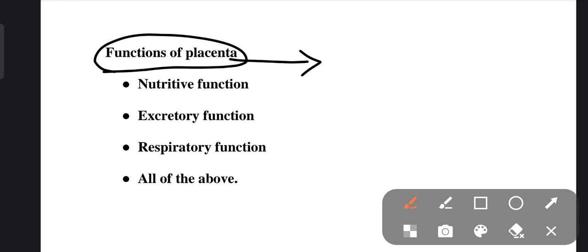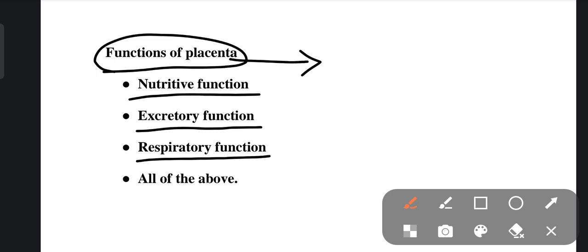So let's see now. First one is a nutritive function. Nutritive function is nothing but giving nutrition. And the next one is an excretory function. Excretory is nothing but removing of waste products from the baby in the mother's womb. And respiratory function. So what is the meaning of respiratory function? It is a diffusion of carbon dioxide and oxygen and some other gas exchanges. It is called respiratory function.